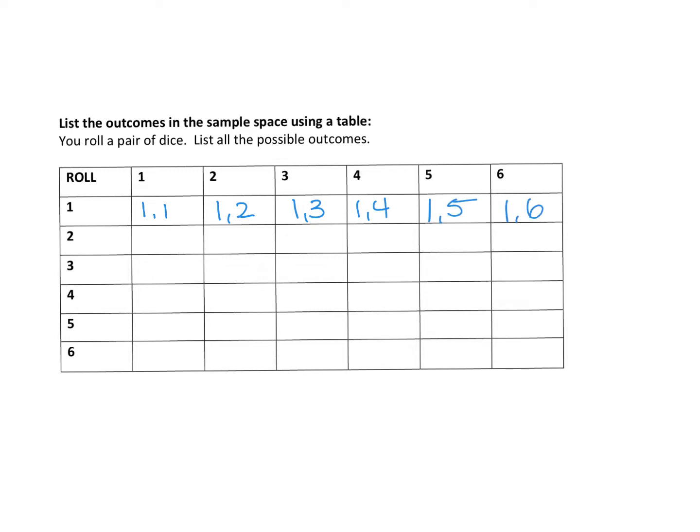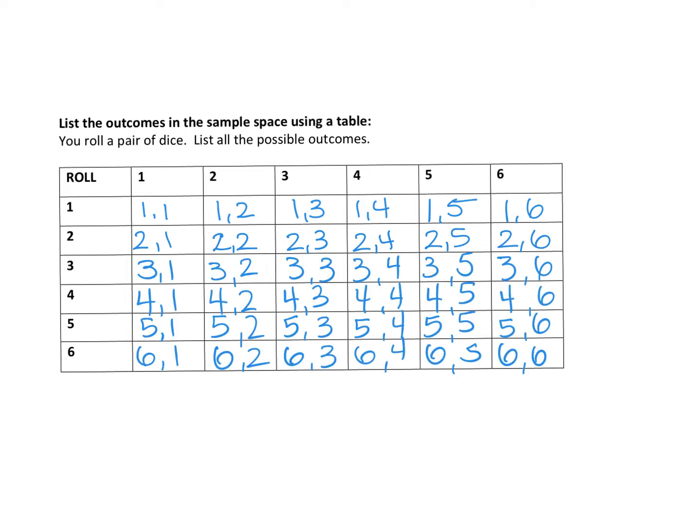And then we could go to our 2s, where I'd have the 2 and the 1, a 2 and a 2, a 2 and a 3, a 2 and a 4, a 2 and a 5, and then a 2 and a 6. All right, so I'm going to pause this. I'm going to finish this table, and you do the same.